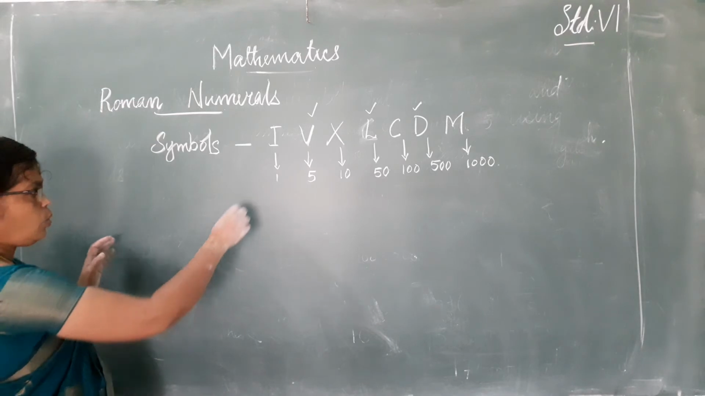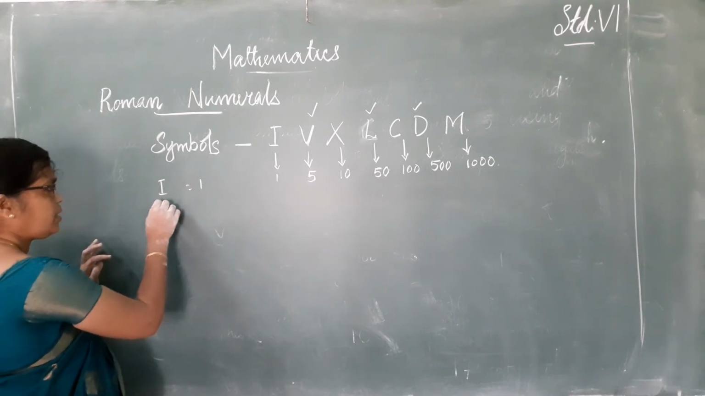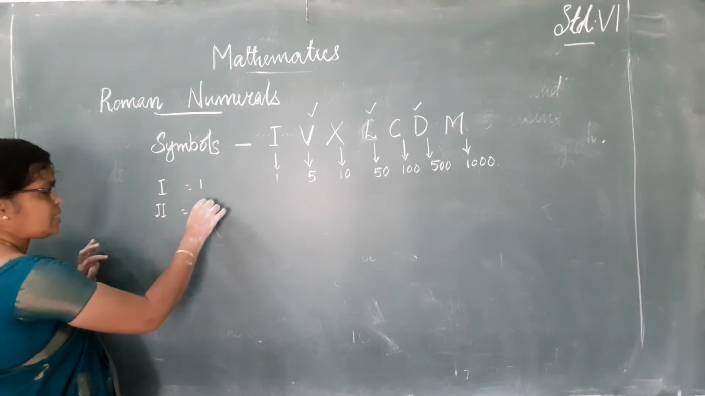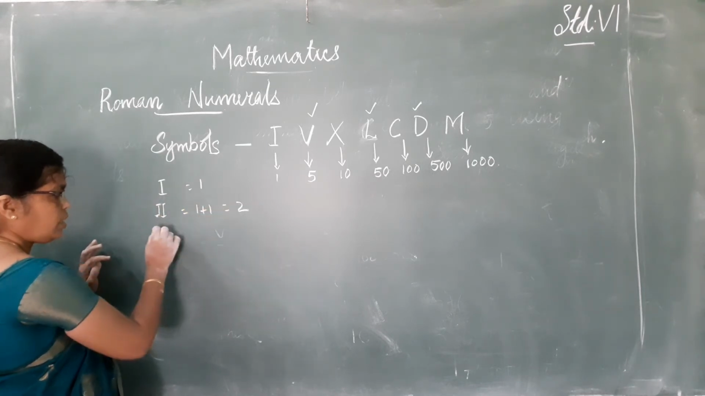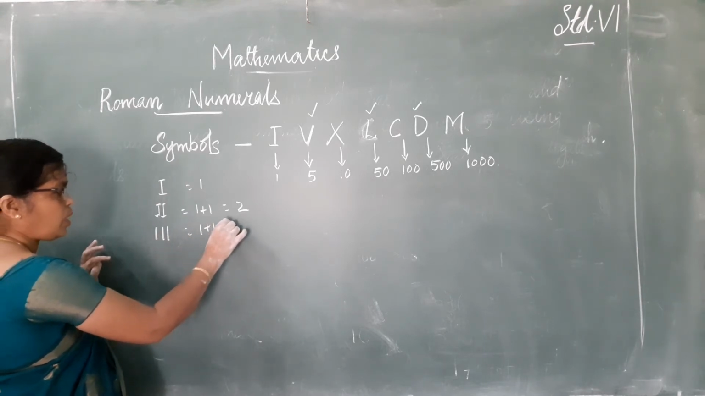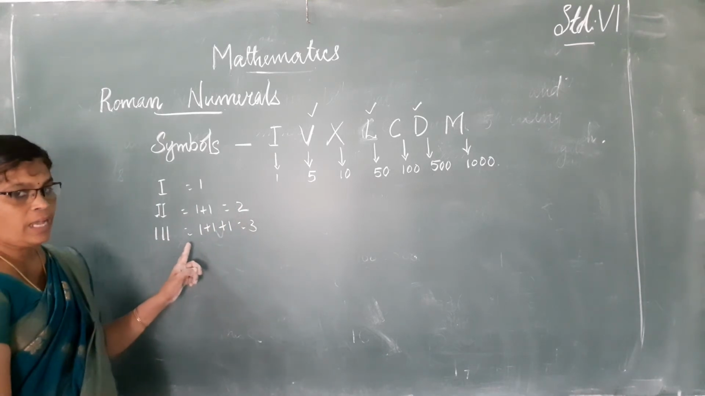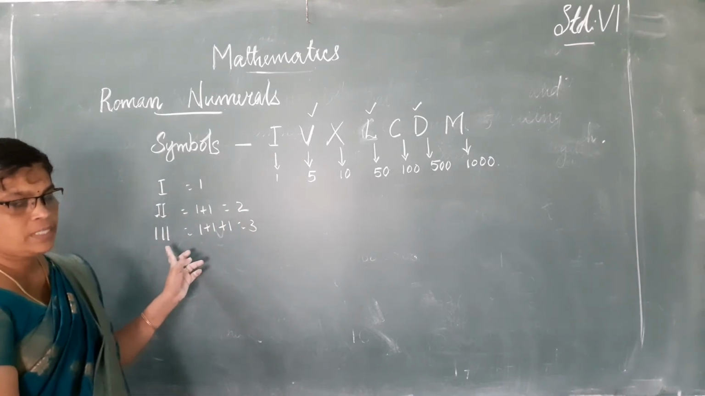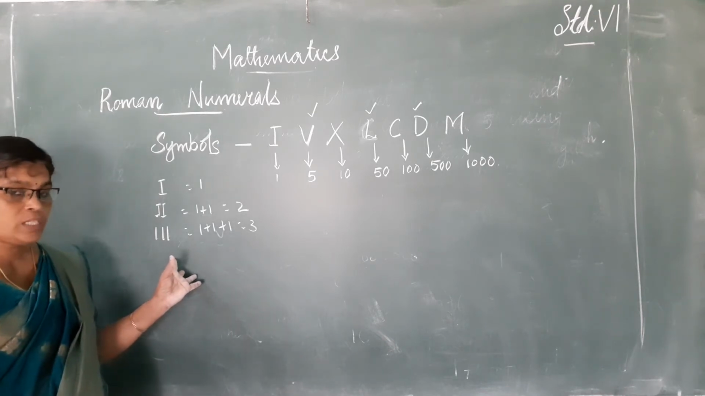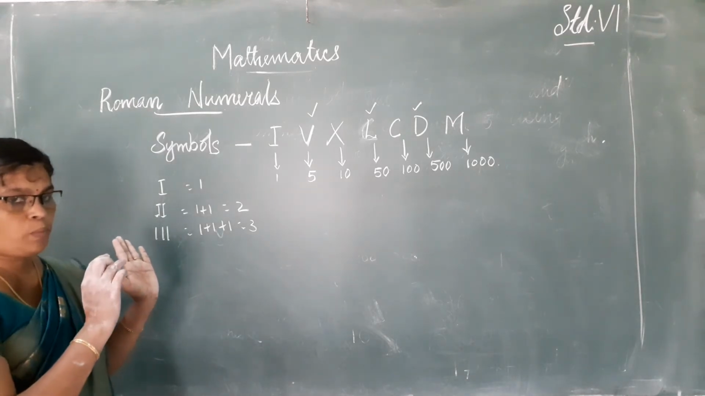Now see, children, I is 1. Then if 2 I's are written here, the value will be 1 plus 1, that is equal to 2. 3 I's, that is 1 plus 1 plus 1, that is equal to 3. Then after 3, I cannot be repeated. If I is repeated 3 times, then 4 times it cannot be repeated. So to write 4, what we have to do is, from 5, we have to minus 1.